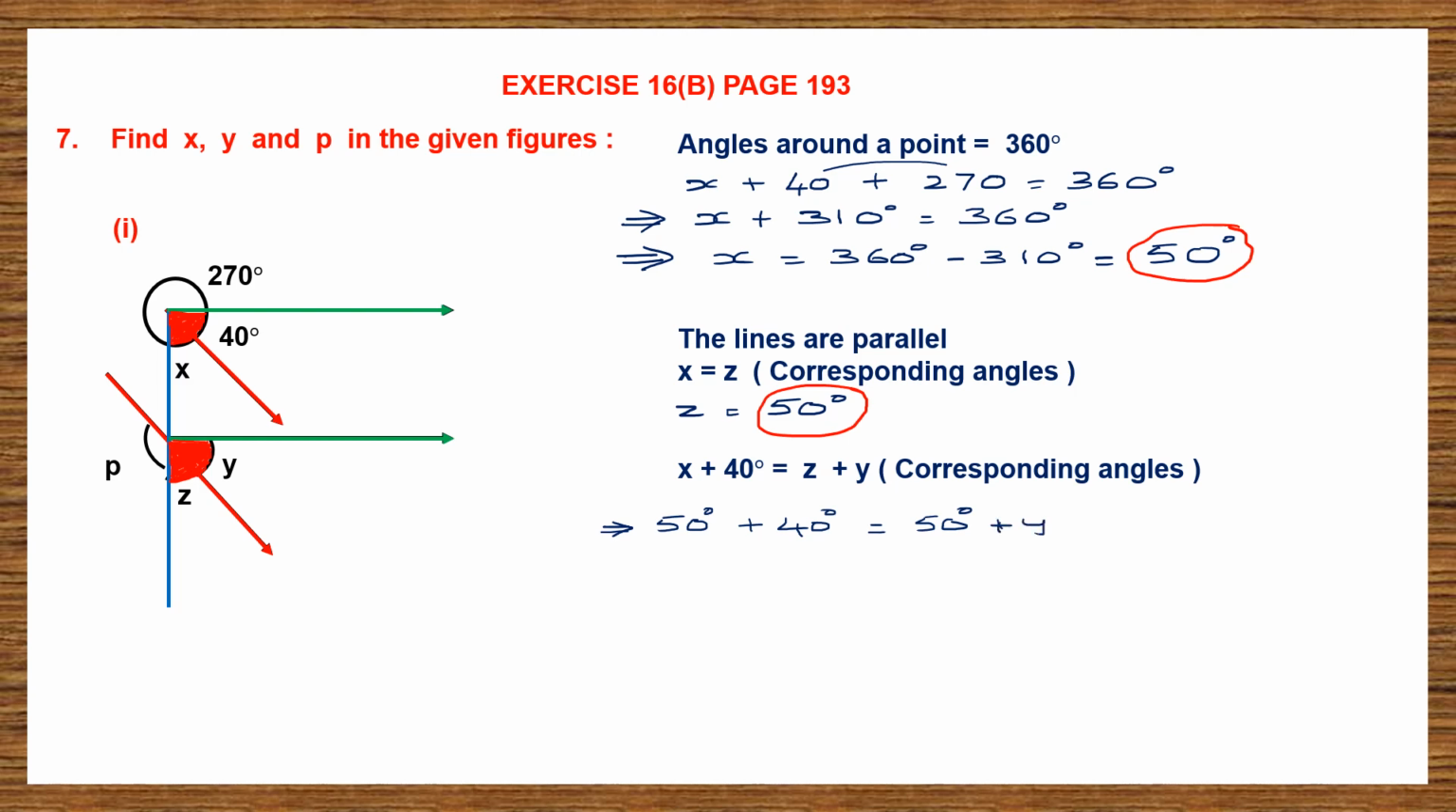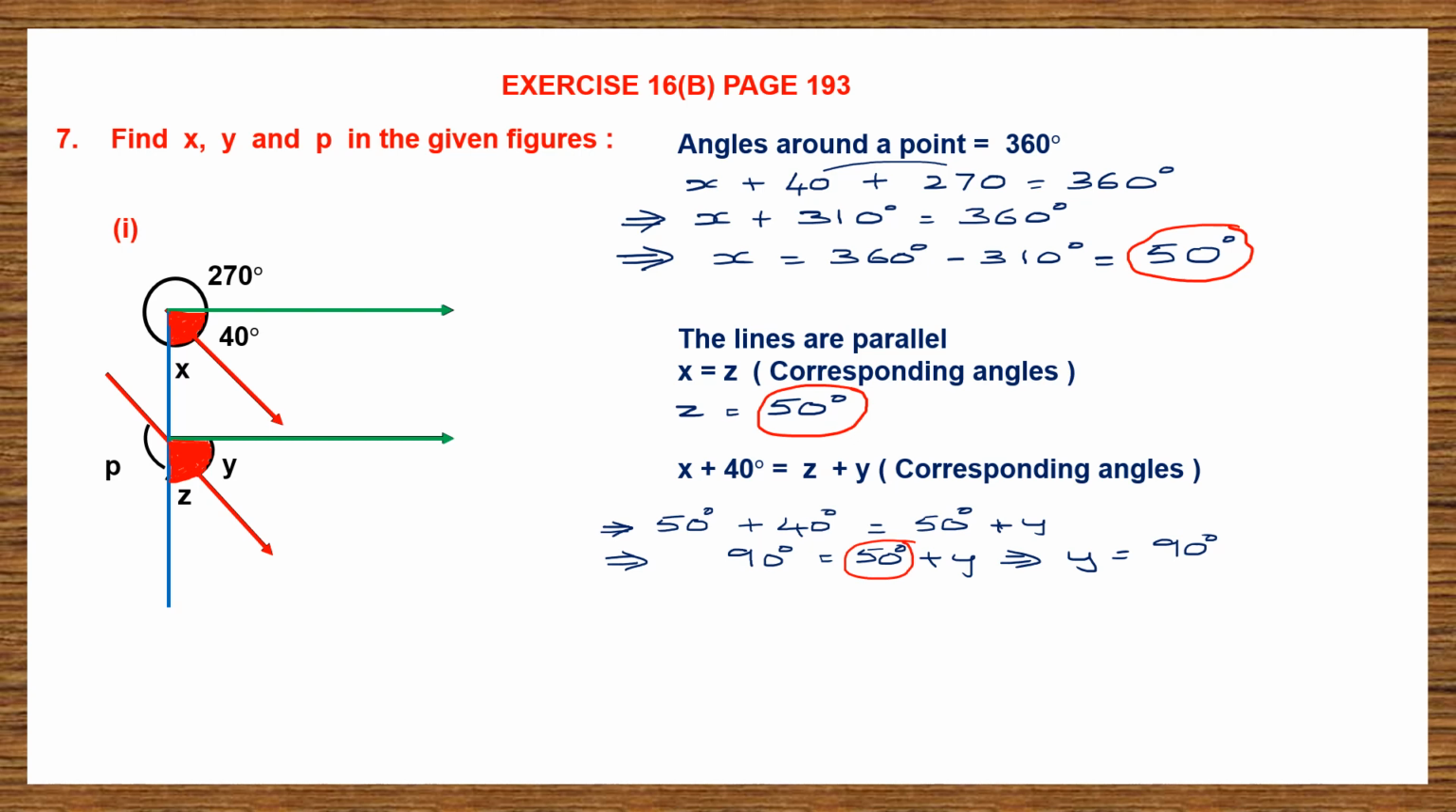Okay, so here this will be 50 plus 40 is 90 degrees. This is equal to 50 degrees plus y. So to find the value of y, we leave 90 on the other side and we move this 50 degrees from this side. We're going to keep only y here.